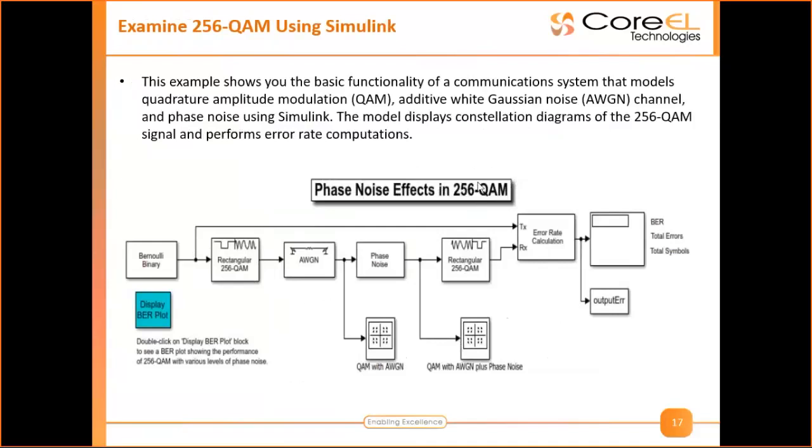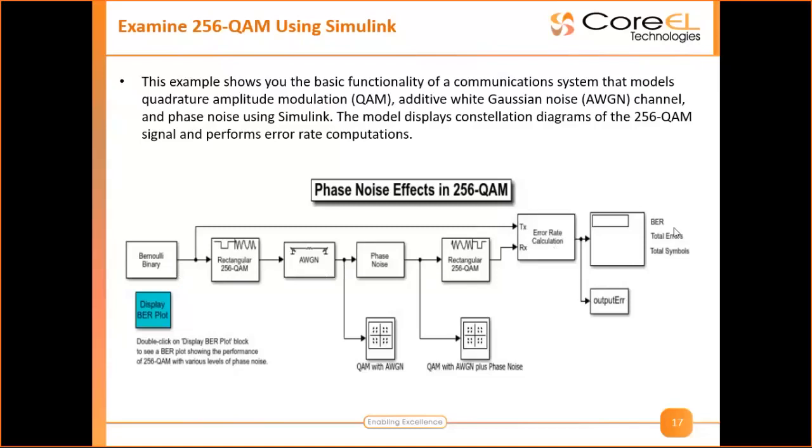Today I'll be simulating a 256 QAM transmitter receiver model. I'm subjecting it to additive white Gaussian noise as well as phase noise, and I want to see how the bit error rate performs when I change these environmental parameters. I have a rectangular 256 QAM modulator which converts the randomly generated binary data to analog form. I pass it through a Gaussian noise channel and a phase noise channel, demodulate it, and calculate the bit error rate using the error rate calculation block.